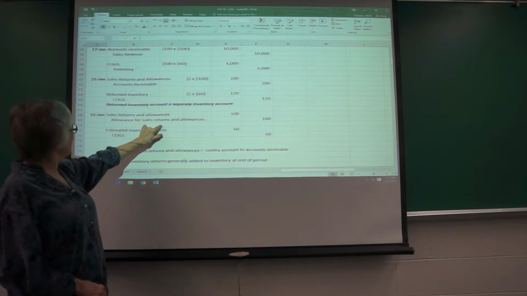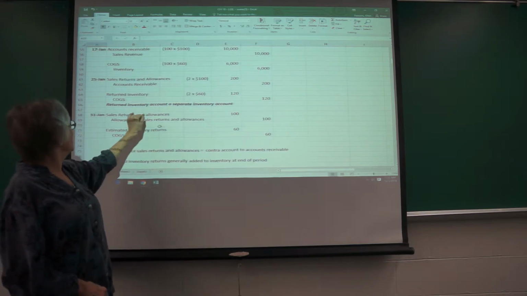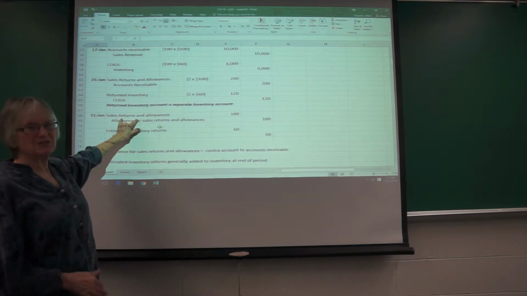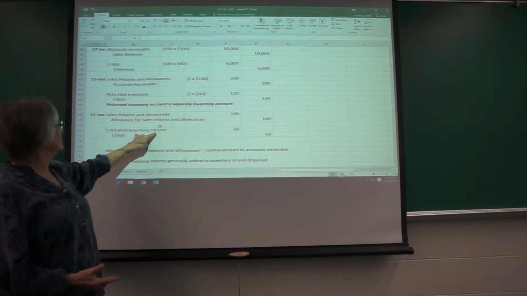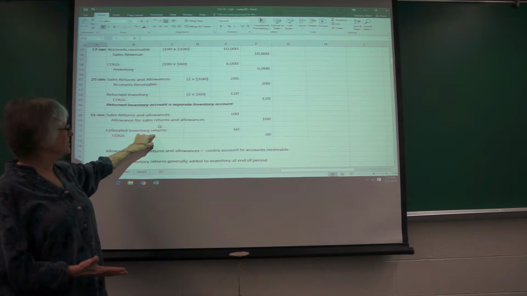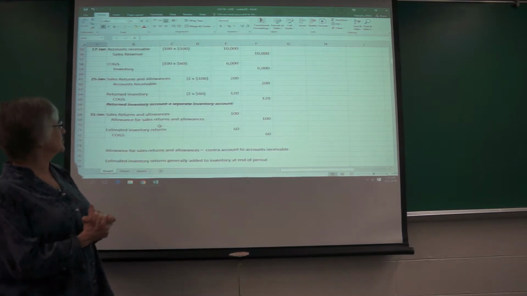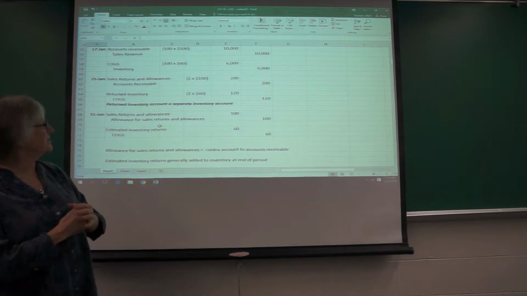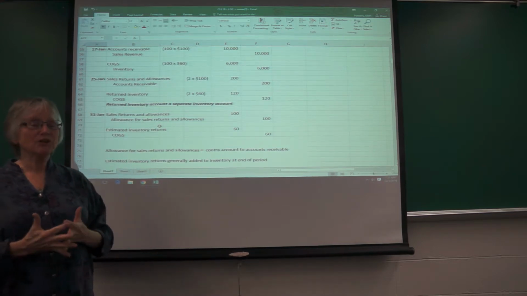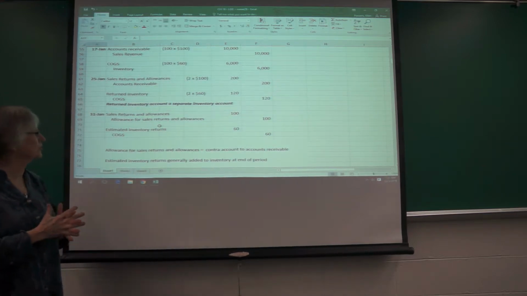So we use this allowance for sales returns and allowances, and we put it right into the sales returns and allowance account. And then we do estimated inventory returns. It has not been returned yet, and we reduce our cost of goods sold. All right, so what's up with this allowance for sales returns and allowance? It's a contra account to accounts receivable.